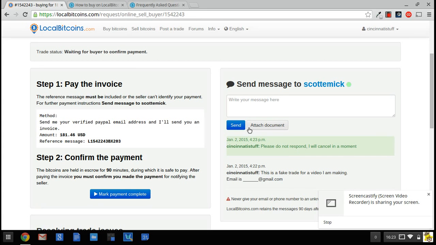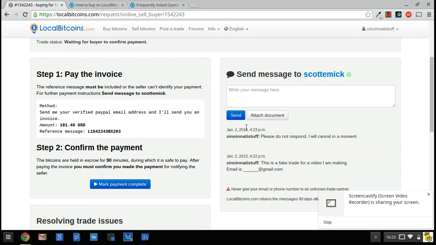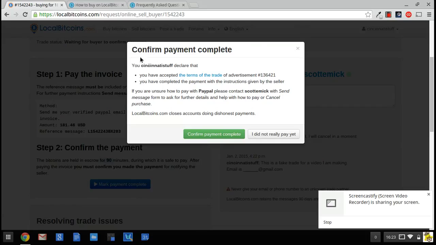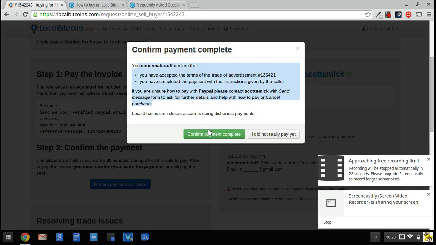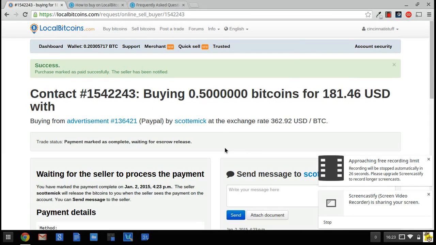So typically, once the trade is finished and complete, Scott is going to send you instructions on how to pay, and then you're going to make payment. Only after making payment, here according to Scott's terms, you have 90 minutes to make your payment. You want to make it as quickly as possible though. And after making payment, you're going to click Mark Payment Complete. And this box is going to pop up and it's going to say, you declare that you have accepted the terms of the trade and you've completed payment with the instructions given. And then you click Confirm Payment Complete.